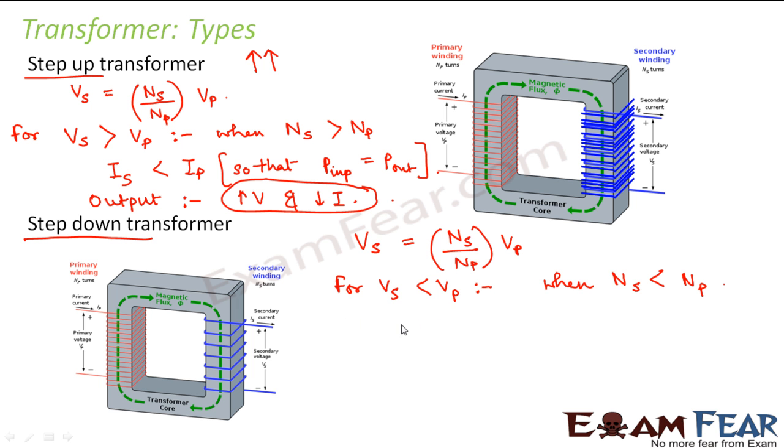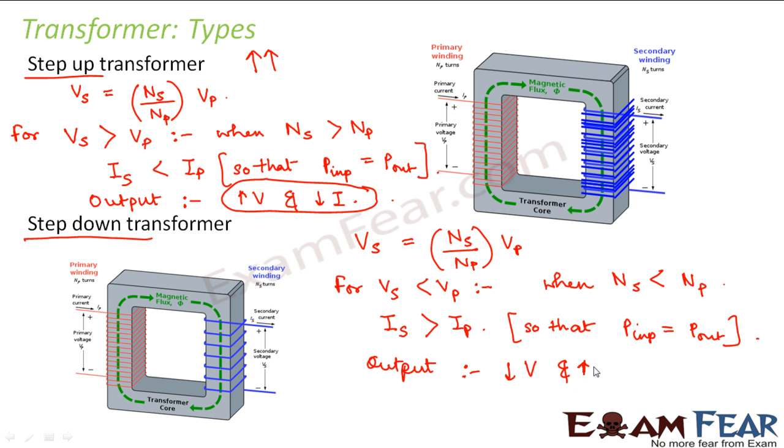So for a step down transformer, the secondary current is very high when compared to the primary current, because the voltage is less, so the current has to be more, so that the input power is equal to the output power. Right? So in this case, what is the net output of a step down transformer? We get low voltage and high current.